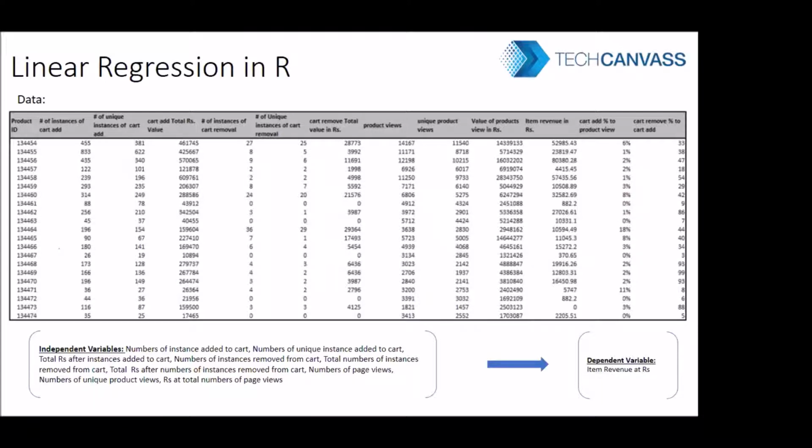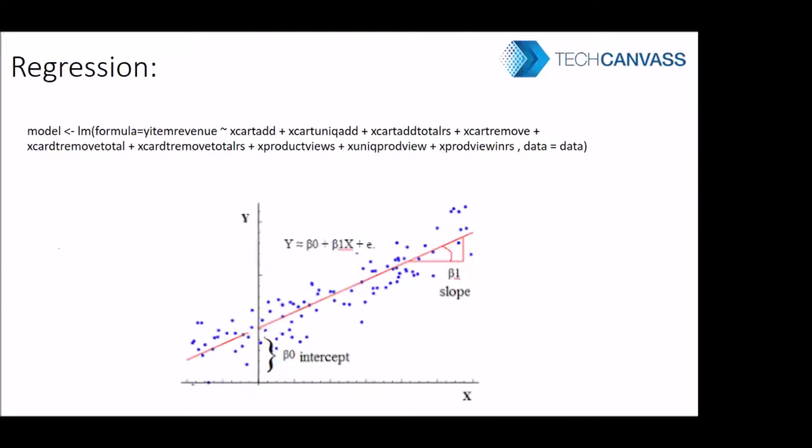Now, to work on this, as I said before, it's a regression case study, and what we are trying to find here is a regression line that can fit our data set and give us a slope and a line which help us predict the total amount, the revenue for the item, in this data set.